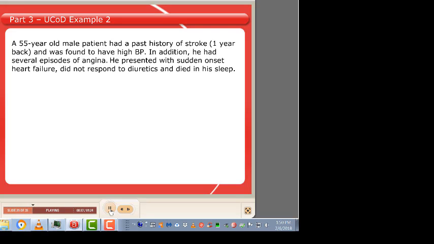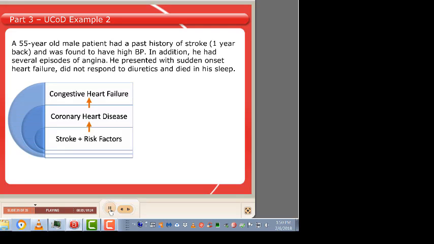Note the chronological sequence. Based on the cardinal symptoms you reviewed earlier, we know that the stroke cannot be considered the underlying cause of death because death did not occur within a month of the stroke. Here the underlying cause of death is coronary heart disease manifesting as angina, or specific ICD-10 code I25.